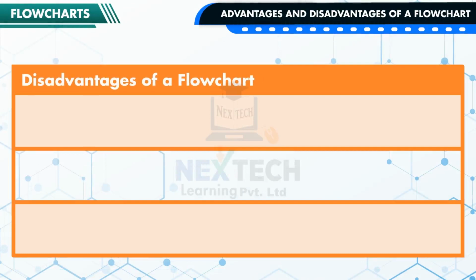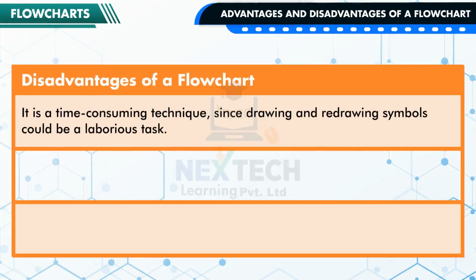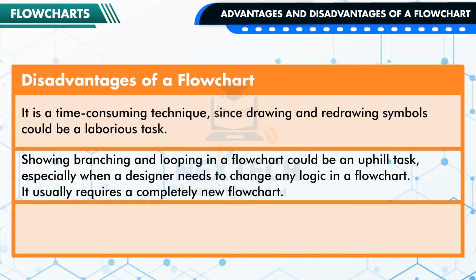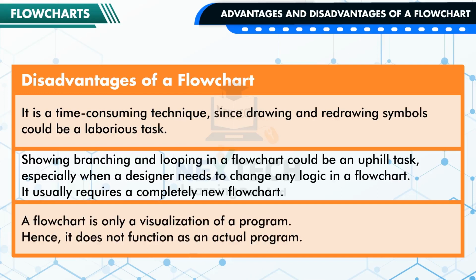Disadvantages of a flowchart. It is a time-consuming technique since drawing and redrawing symbols could be a laborious task. Showing branching and looping in a flowchart could be an uphill task, especially when a designer needs to change any logic in a flowchart. It usually requires a completely new flowchart. A flowchart is only a visualization of a program. Hence, it does not function as an actual program.